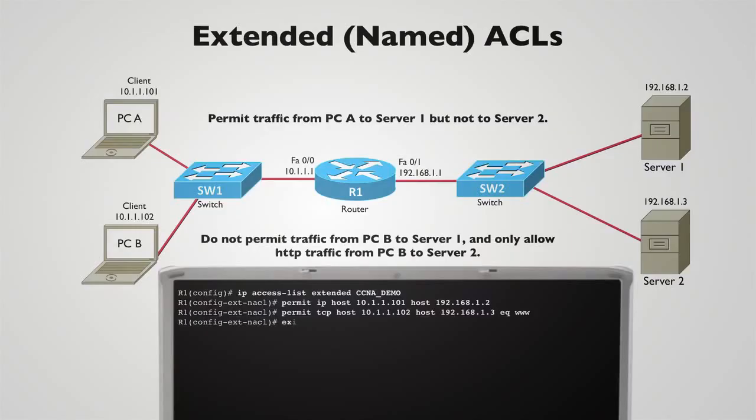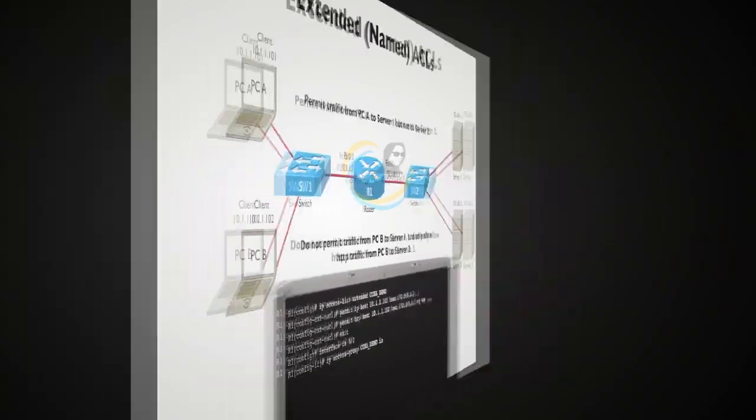Let's exit out of this configuration mode, back to global configuration mode, and jump into interface configuration mode for interface FastEthernet 0/0, and let's apply this extended named access control list. We say IP access-group, we give the name, CCNA_demo, and we give a direction, which is in. Let's go out to the live interface, enter this in our router, and then let's take it a step further. Let's see how we can edit an existing access control list.